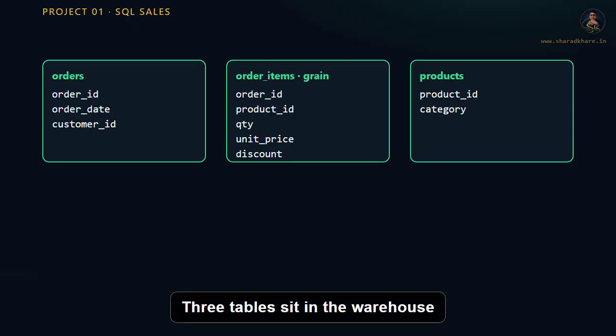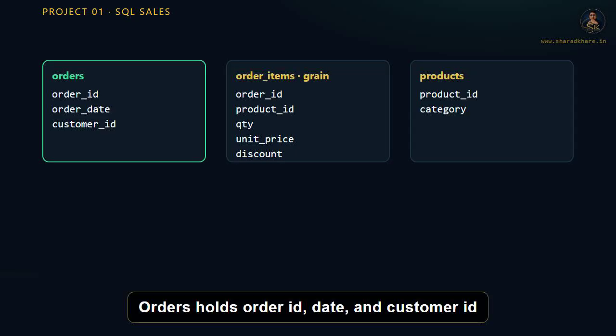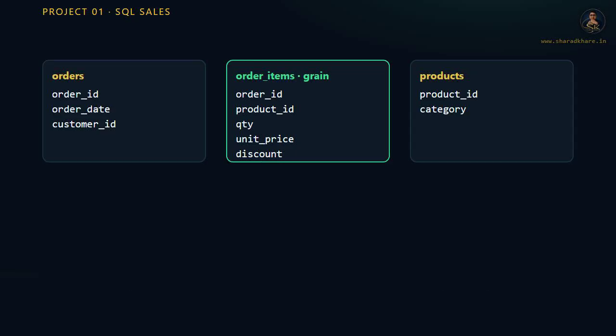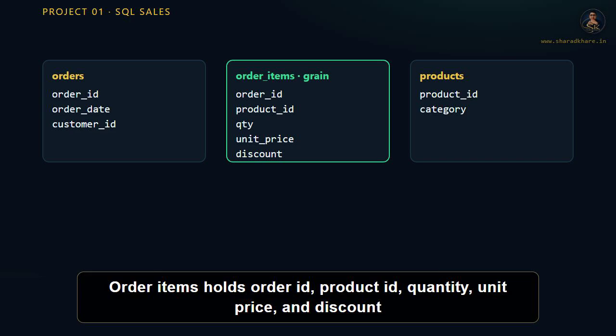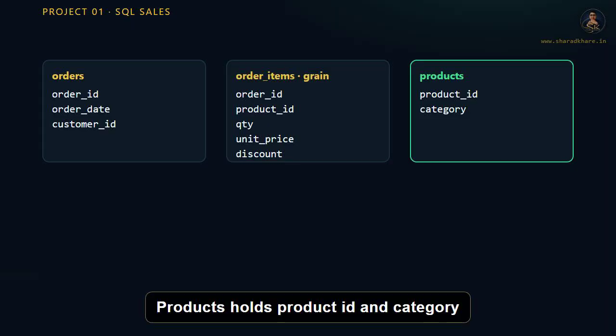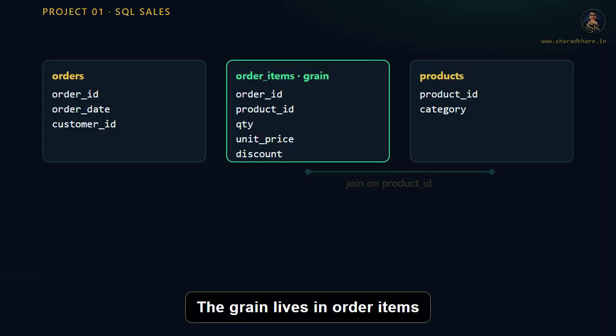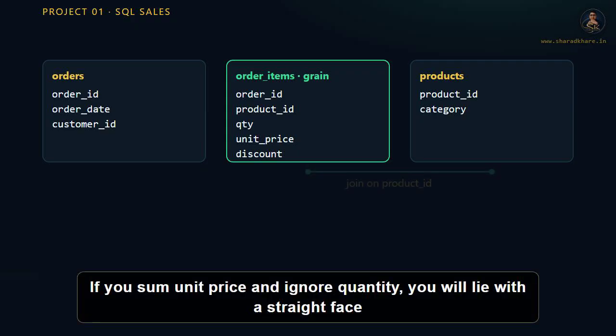3 tables sit in the warehouse. Orders holds order id, date and customer id. Order items holds order id, product id, quantity, unit price and discount. Products holds product id and category. The grain lives in order items. That is the line that got sold. If you sum unit price and ignore quantity, you will lie with a straight face.